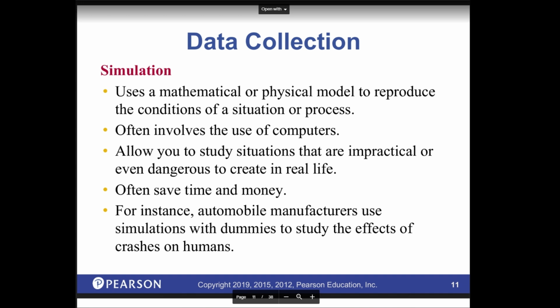Obviously, that's not really safe. So this allows you simulation, and then it saves a lot of time and money since it's a simulation. For example, automobile manufacturers use simulations with dummies to study the effects of crashes on humans. And as I said earlier, that's an example.